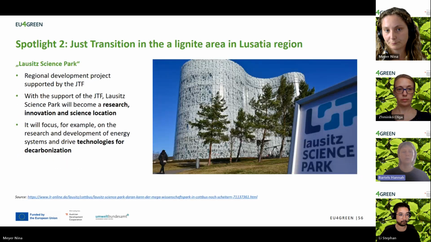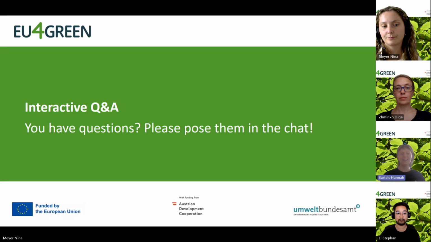Finally, I'm going to show you just another regional development project that is supported by the Just Transition Fund, which is the Lausitz Science Park, that will be established in the Lausitz region to become a research, innovation, and science location that, for example, will focus on research and development of energy systems, but also look at technologies for decarbonization itself. And with that, I'm ending the introduction to the Lusatian region and handing over to Olga for the closing remarks.